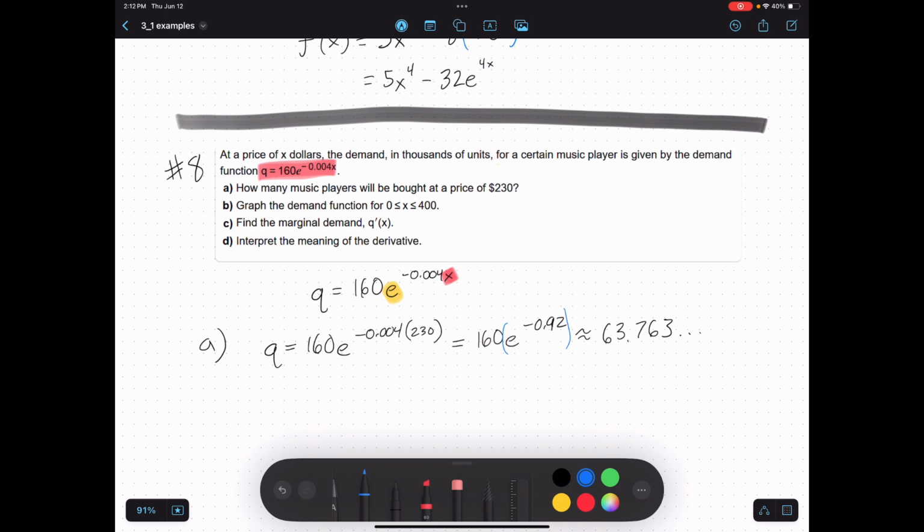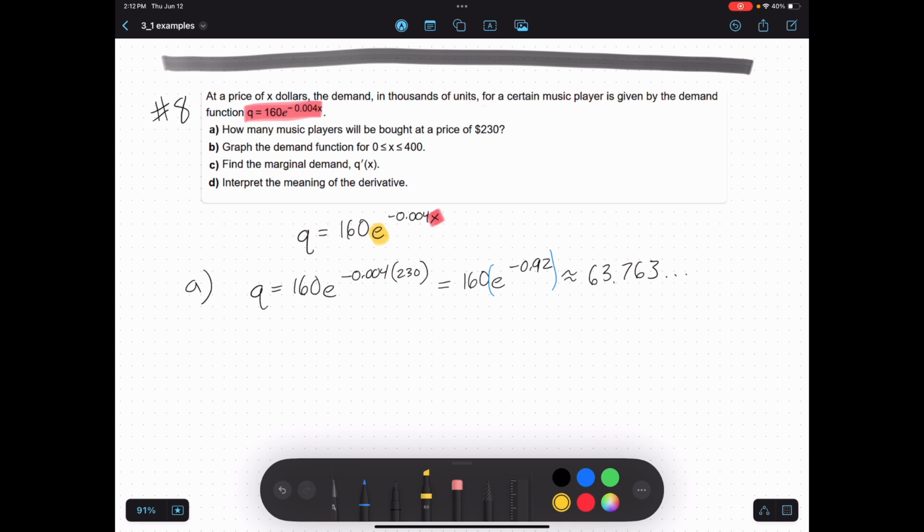Well, regardless, so that's my value, but just be careful when you're putting your answer in, because first off, the demand is in thousands of units. So it's not that the demand will be about 63 music players or rounded up to 64 music players. This is in thousands of units, which means this is 63,673 music players. But Pearson does ask you to round to the nearest thousand.